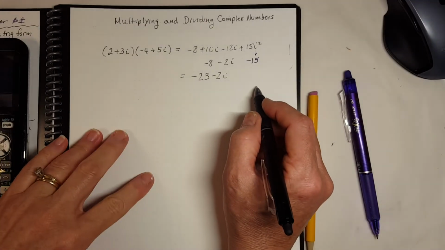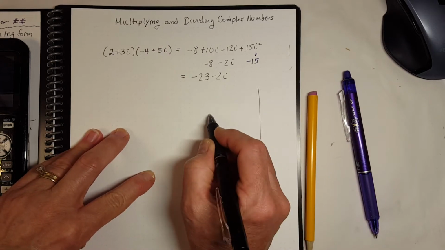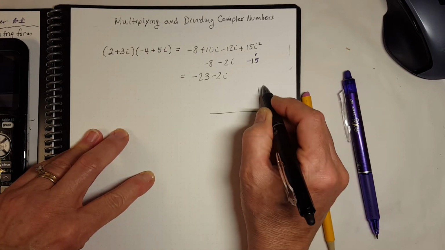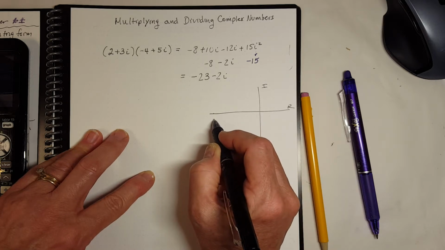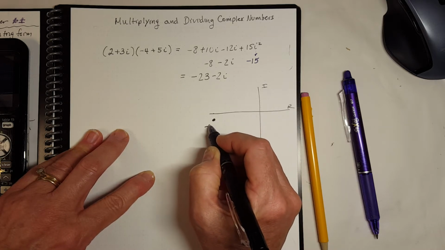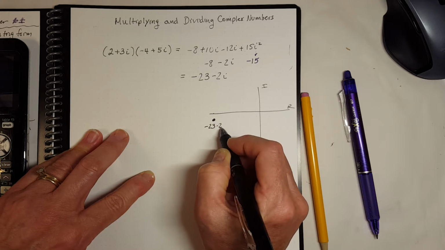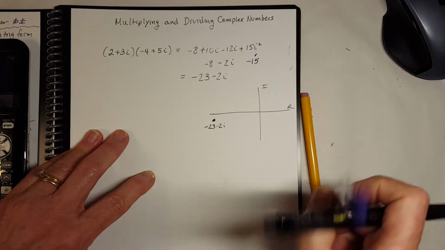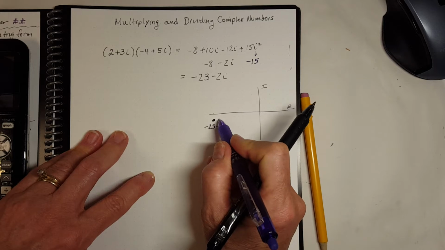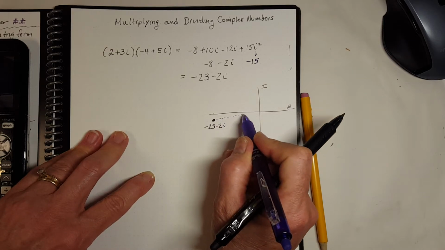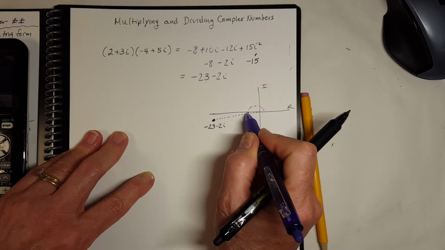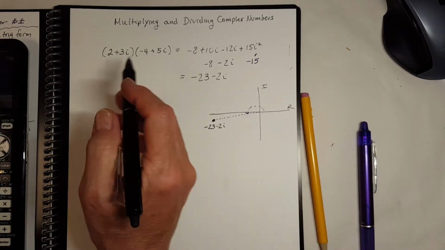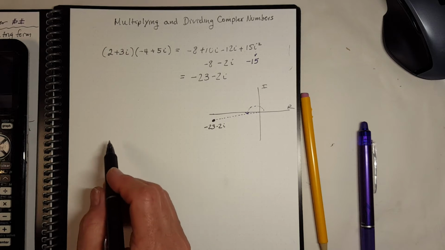So if I was to sketch this on my complex plane, we're going over negative 23 and then down 2. So here my complex number would be over here, negative 23 minus 2i. And I point that out because I want to think about what this absolute value would be and what this argument would be, right? So let's do this multiplication using the complex form.